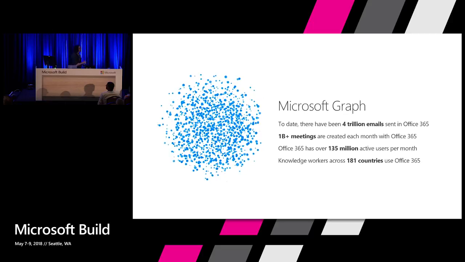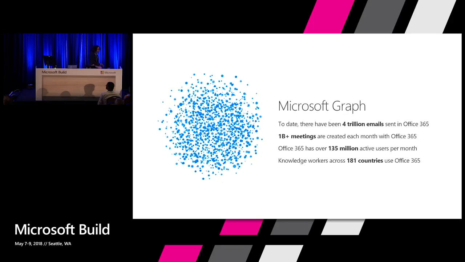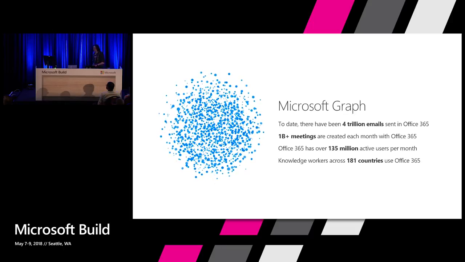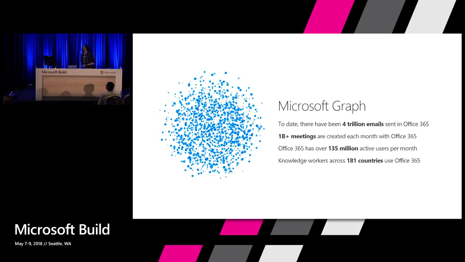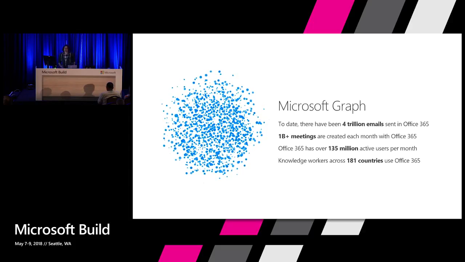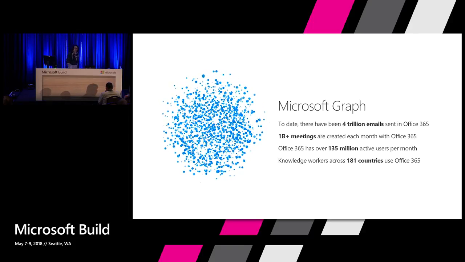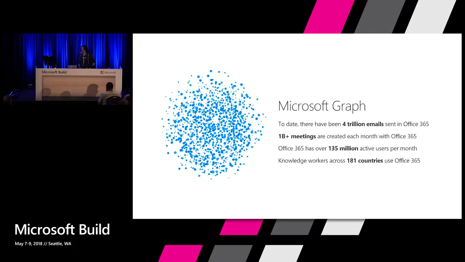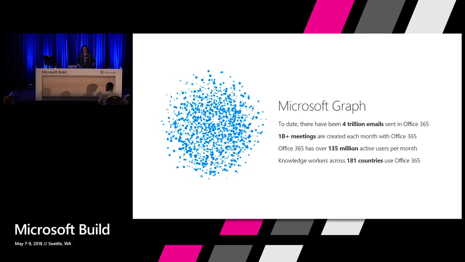The stats on the screen, maybe you've seen them already: 4 trillion emails, more than 1 billion meetings created every single month. With more than 135 million active users, it can be pretty scary to figure out what you're going to do with this much information. It's a lot to manage.